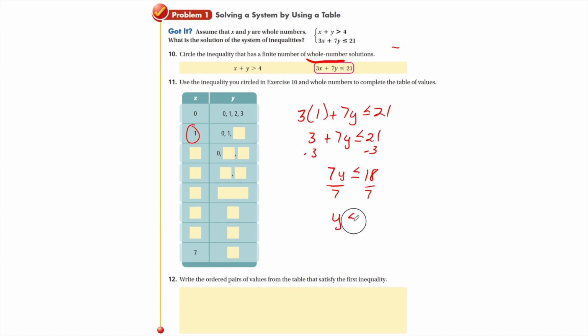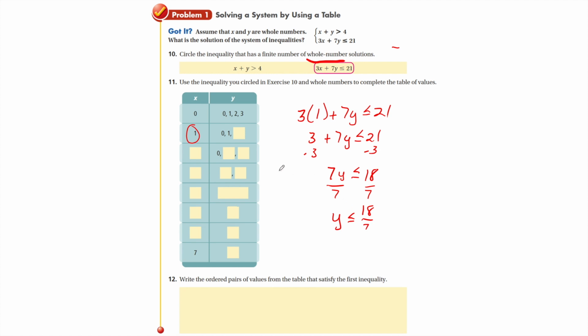Now, y has to be less than or equal to anything that is below or equal to that 18 over 7. So if we're only going to be basing everything off of the whole number portion, that means we can't have any negatives. That's why we start off with a 0. But more importantly, we only have the 1 because we're not talking about any decimals. 18 over 7 is in fact a decimal.